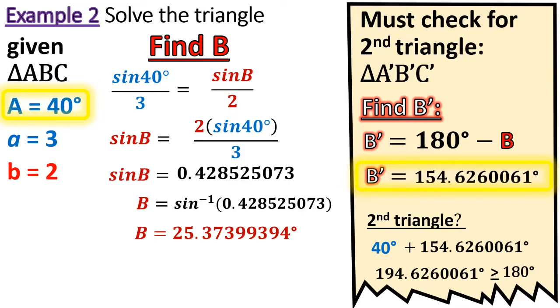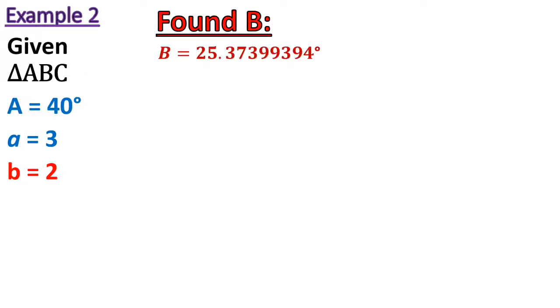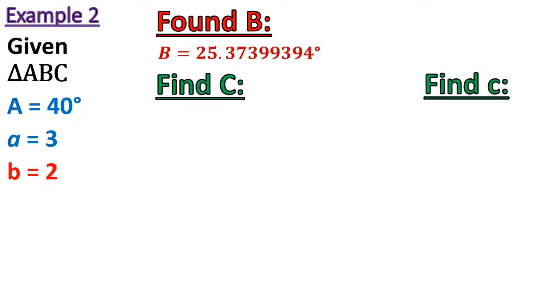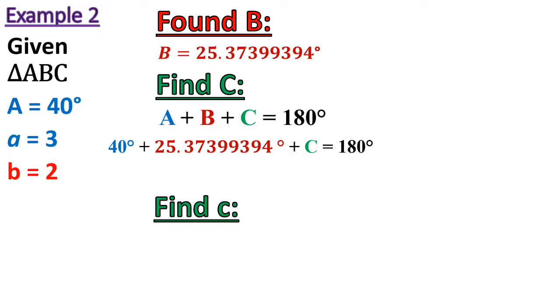Now that we know there is no second triangle, we just continue on with the information we found so far. We just found angle B, so all we have left to find is angle C and side C. We cannot find side C until we find angle C. Using the fact that all triangles add up to 180 degrees, I substitute the two angles I know, subtract them from 180, and find angle C.